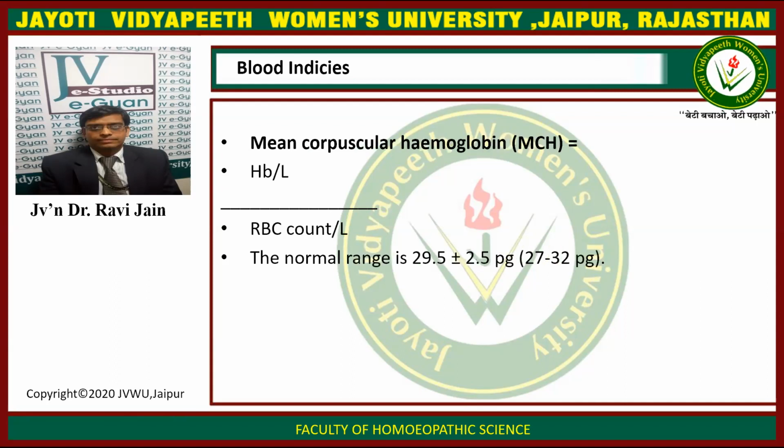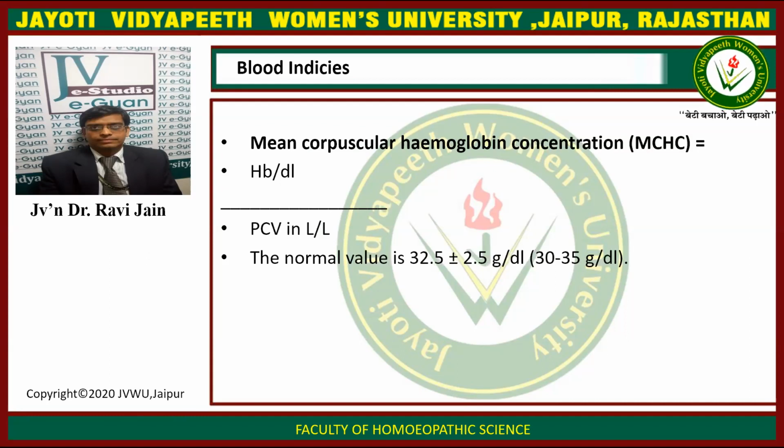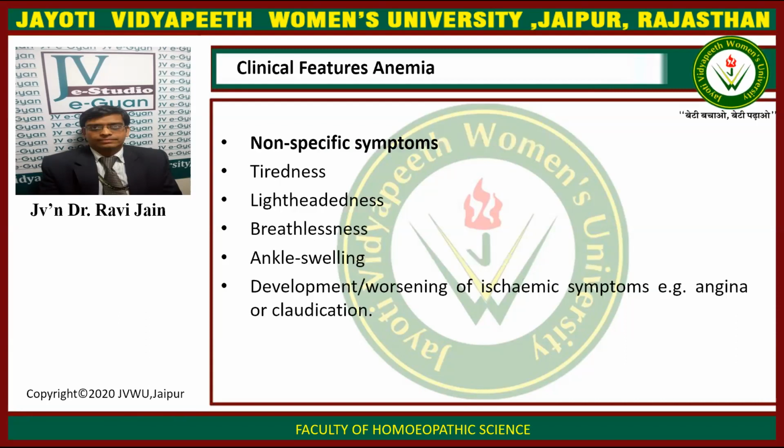femtoliters. The second one is MCH, that is mean corpuscular hemoglobin. It is calculated by hemoglobin per liter divided by RBC count per liter. The normal range of MCH is 29.5 plus minus 2.5 picograms, with a range of 27 to 32 picograms. The third one is MCHC, that is mean corpuscular hemoglobin concentration. It is calculated by hemoglobin per deciliter divided by PCV in liter per liter. The normal value is 32.5 plus minus 2.5 gram per liter, or 30 to 35 gram per deciliter.